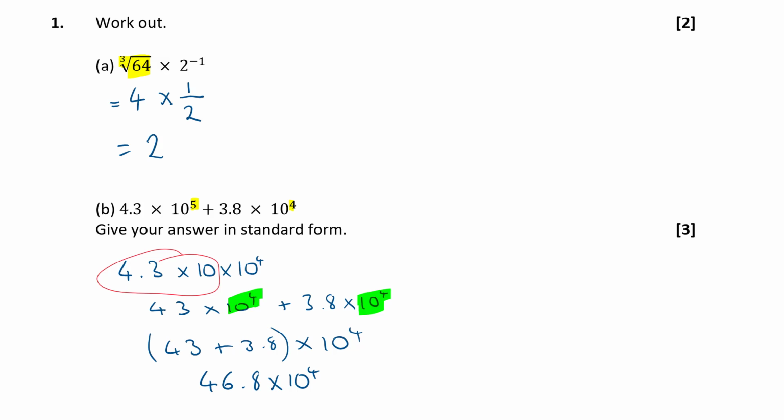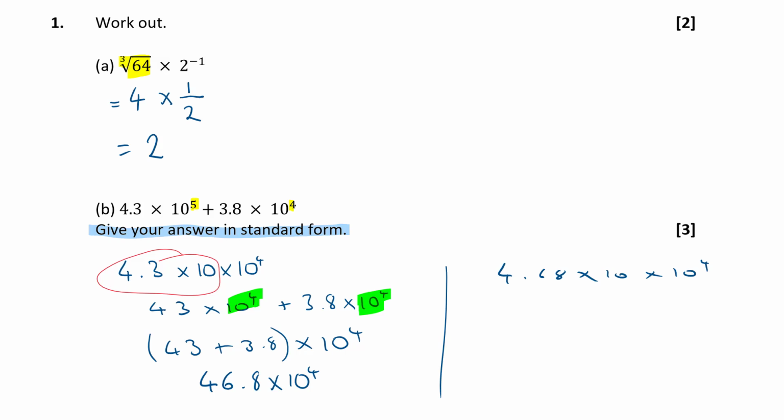Not quite, because the answer does ask for us to give our answer in standard form, and whilst this has got a power of 10, the number at the beginning of the mantissa part is not a number between 1 and 10. So I'm going to do the reverse of what I did earlier. I'm going to divide out a power of 10 out of 46.8, rewrite it as 4.68 times 10 times 10 to the 4. So I'm taking that power of 10 out of 46.8.